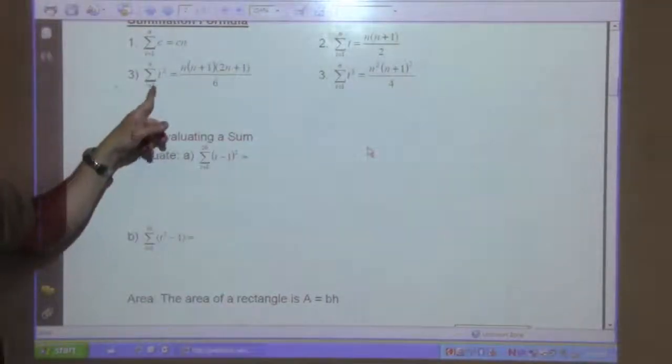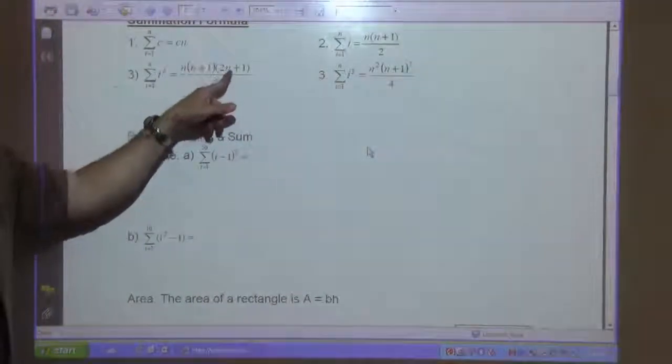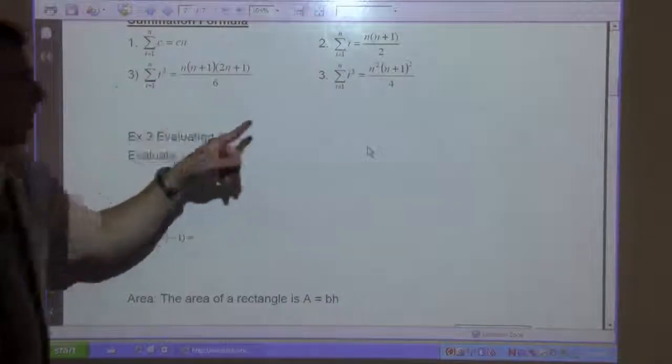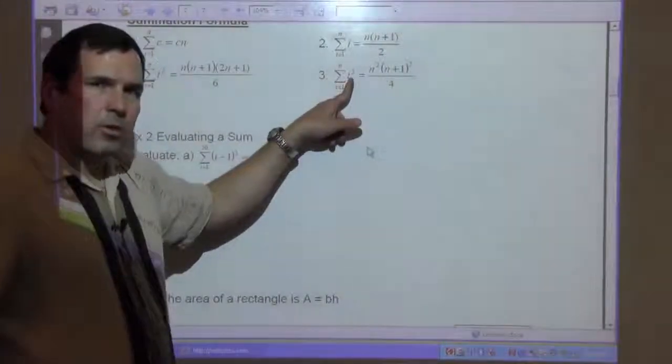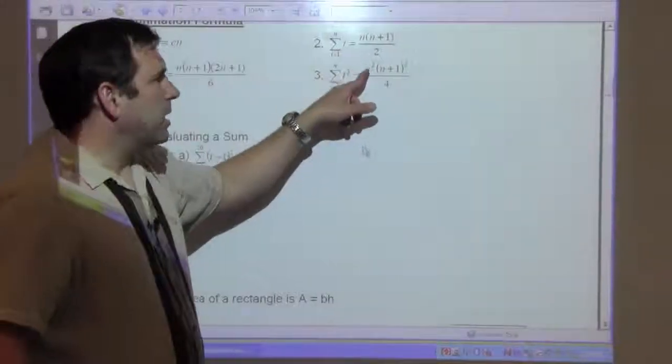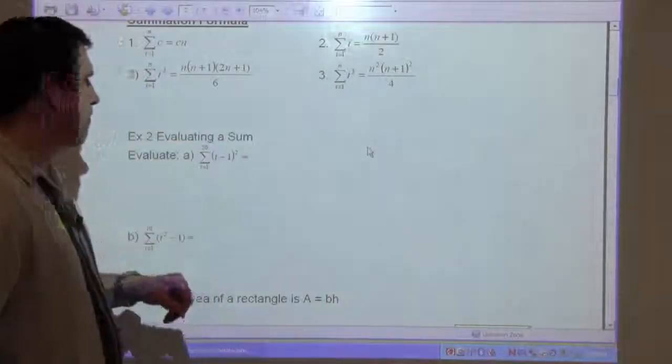The sum as i goes from 1 to n of i squared is n times n plus 1 times 2n plus 1 over 6. And the sum as i goes from 1 to n of i cubed, that's 1 cubed plus 2 cubed plus 3 cubed and so on, is n squared times n plus 1 squared over 4.